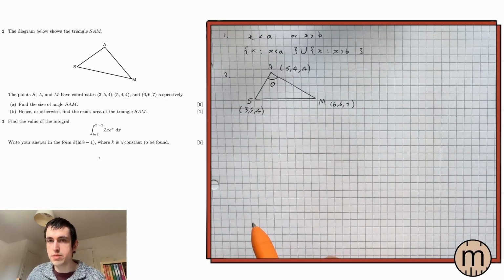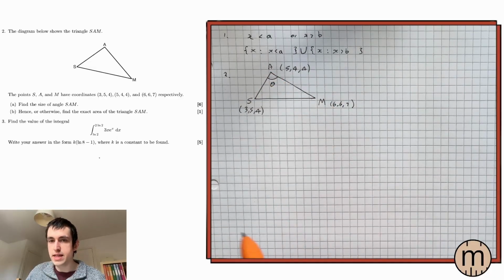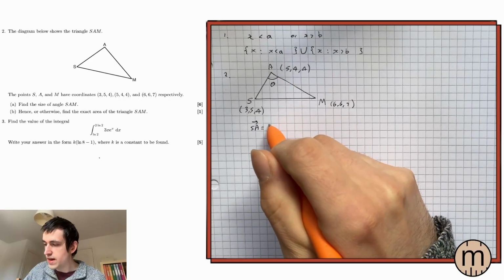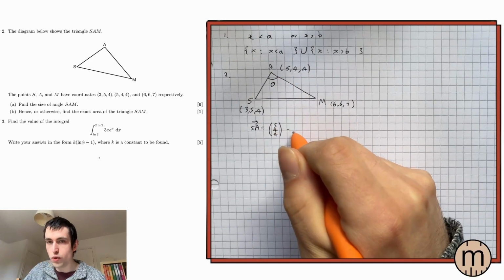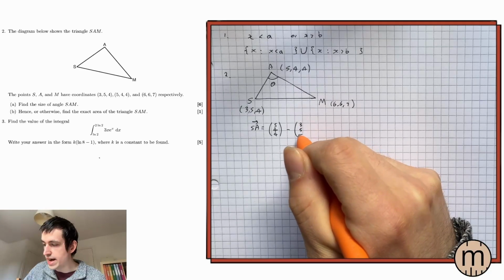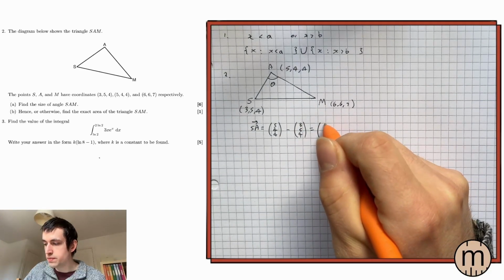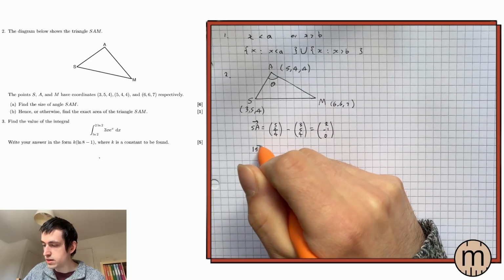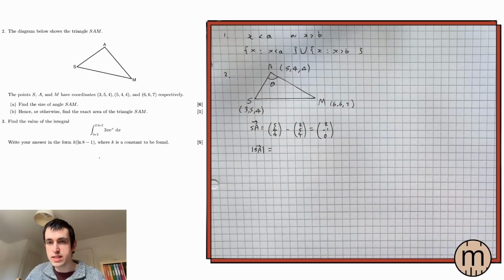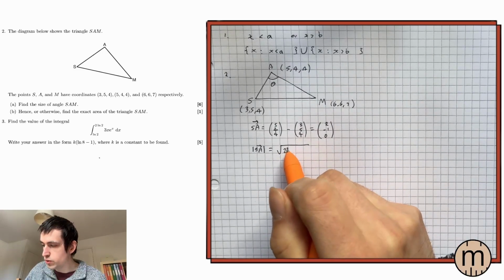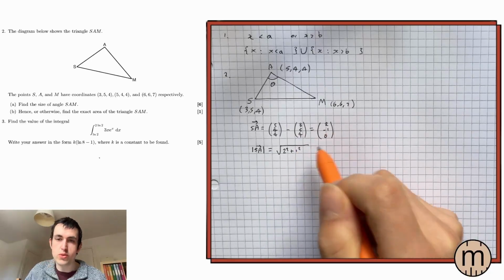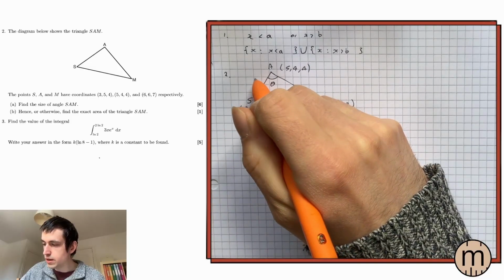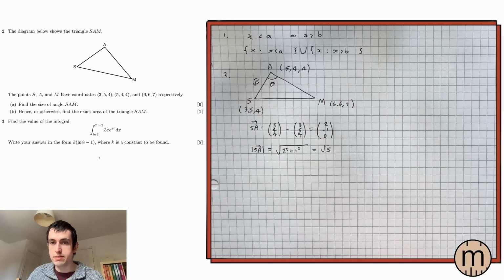You could be thinking in terms of vectors. So I'll do that for SA. So for example, we could say SA is going to be equal to the vector of A, (5, 4, 4), subtract the vector for S, (3, 5, 4), which will be (2, -1, 0). And then the modulus of that, the absolute value, the size of that, will be the square root of 2 squared plus 1 squared, or minus 1 squared, but you get the same answer. And that should be equal to root 5. So I'll put that up here. That's one way of finding the size of that.